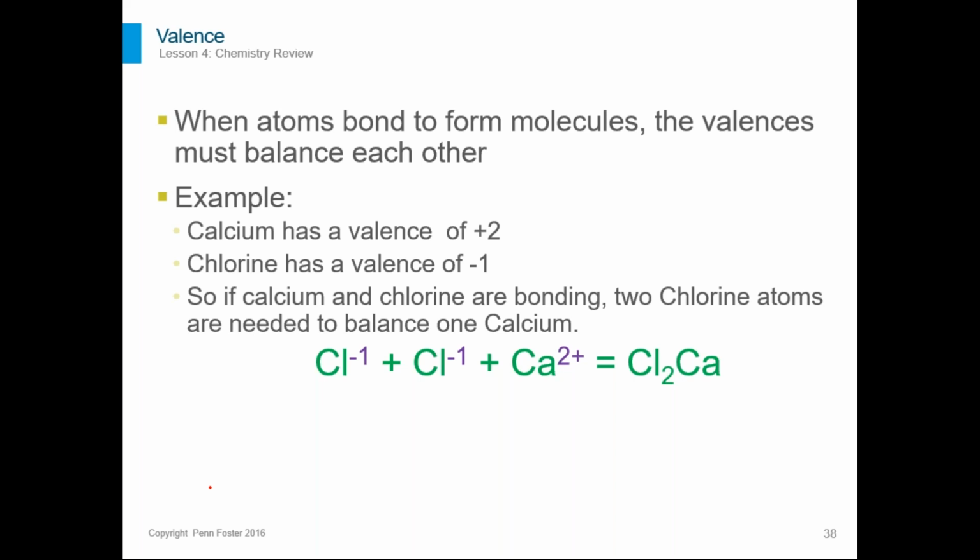So all we need to do is make sure that we balance them out. If calcium and chlorine are bonding, you have to have two chlorine atoms to balance one calcium atom. So you have chlorine, which is -1, plus chlorine, which is -1, plus calcium, which is +2. They cancel out and make 0. They get rid of those extra numbers. We just have calcium chloride. And you'll see that when we write the formula of calcium and chlorine together, it's always going to have two chlorines because we need the two chlorines to balance out one calcium.